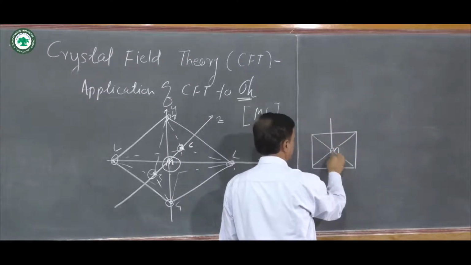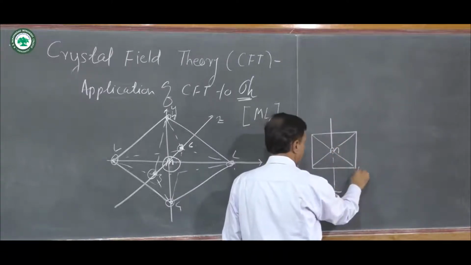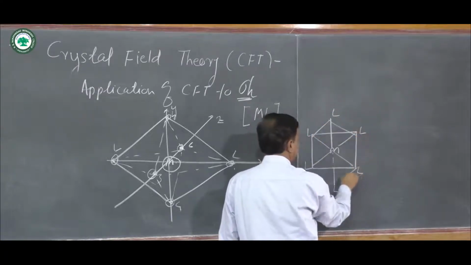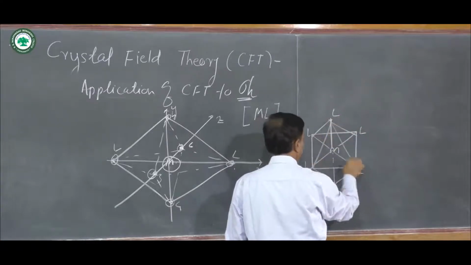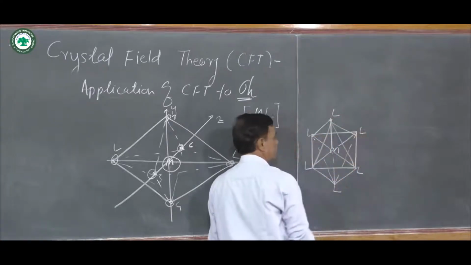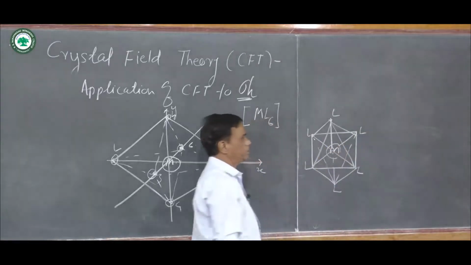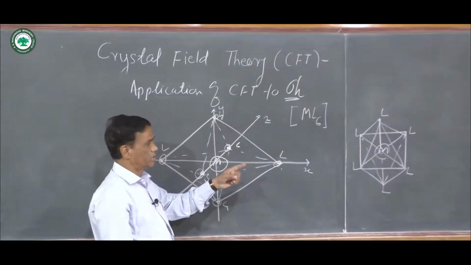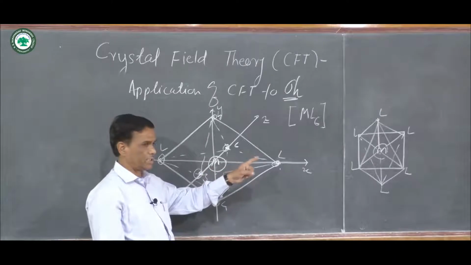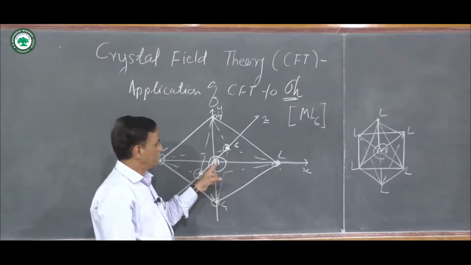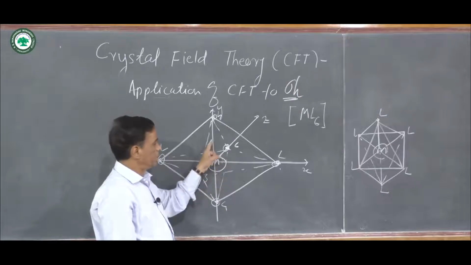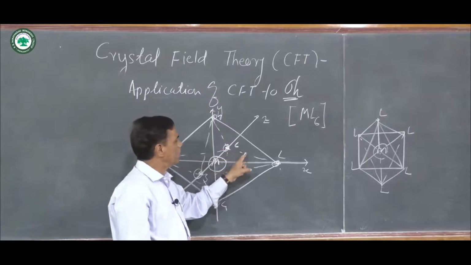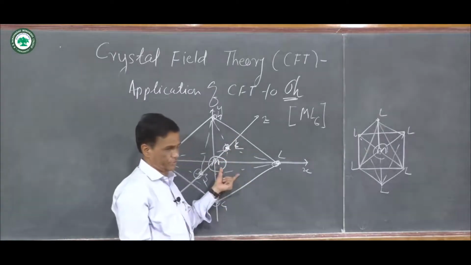Then one ligand is above the plane, second is below the plane, and this type of arrangement occurs in octahedral complex. Here metal is at the center and 6 ligands are at the regular corners of the octahedron. This structure and that structure are one and the same. In this structure, metal is at the center position and these 6 ligands surround it. In octahedral, all 6 ligands are on the axis.